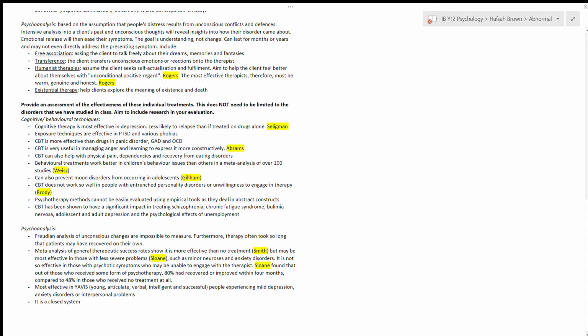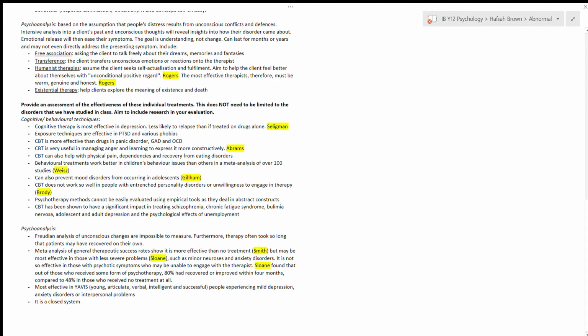It's very difficult to measure because how do you measure unconscious changes? So yeah, it's very abstract. Also, it takes forever. So by the time that you get around to feeling better, that might have occurred naturally instead of as a result of therapy.